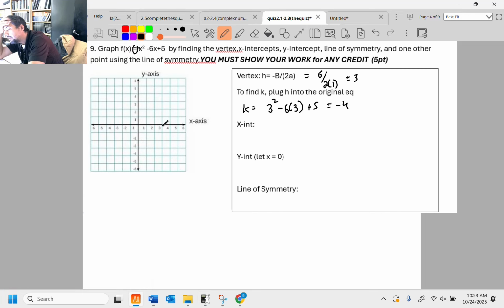So we're going to go right 3 and we're going to fall 4. There is our vertex, okay? Now I'm looking at this. This wasn't required, but you see that 1? Rise 1, run 1. Why not?